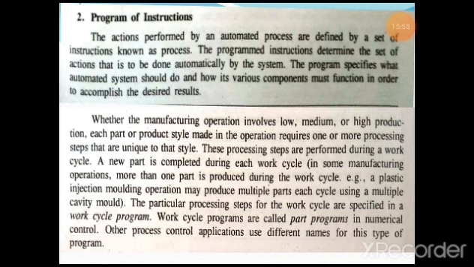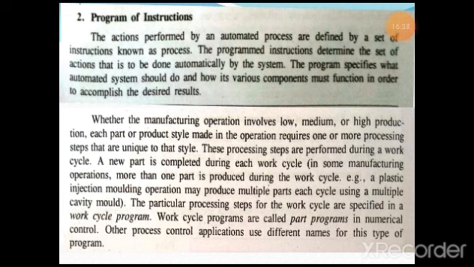The second requirement is the program of instructions. Here the major role is played by an expert programmer who studies the entire process or the job to be produced, and according to that prepares everything in connection with the program instructions, which has to be stored in the automatic machine as a control program. The actions performed by an automated process are defined by a set of instructions known as the program. Whatever action is taken by the machine or by a company is nothing but an automated process.